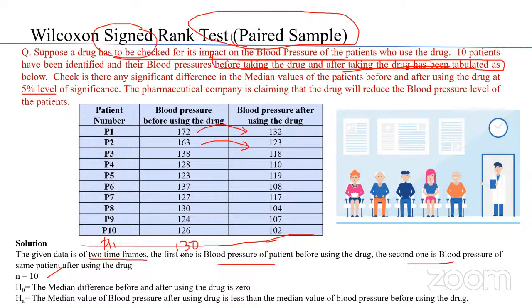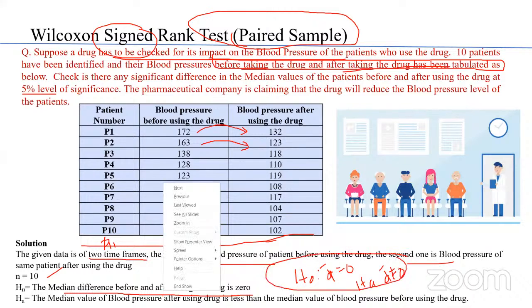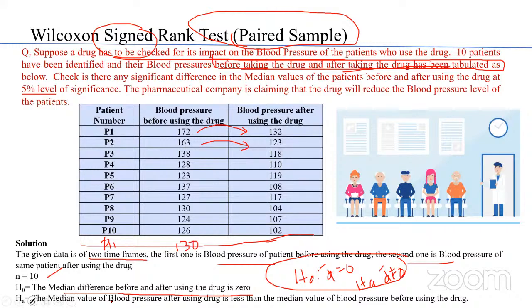Here the null hypothesis is simply that the mean difference before and after the drug is 0. Even in the t-test we have seen that the null hypothesis says the average difference is equal to 0, and the alternative hypothesis says the mean difference is not equal to 0. But here we are taking the median value of blood pressure before and after as not equal. Is that clear?